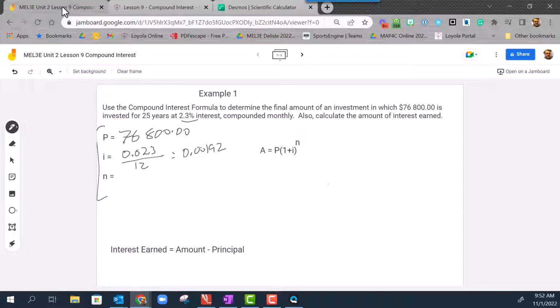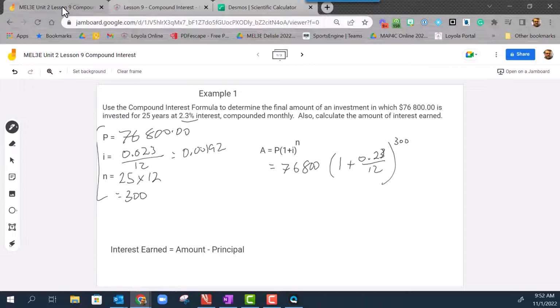0.00192, that would be rounded, or we can leave it as the fraction. N is the number of years, 25 years, times the number of compound periods per year, which is 12, so N is equal to 300. So we put the calculation in here. We have P, which is 76,800, times 1 plus I. Let's leave it as the fraction, but we'll do both calculations to compare. 0.023 over 12, close the bracket, to the power of 300.